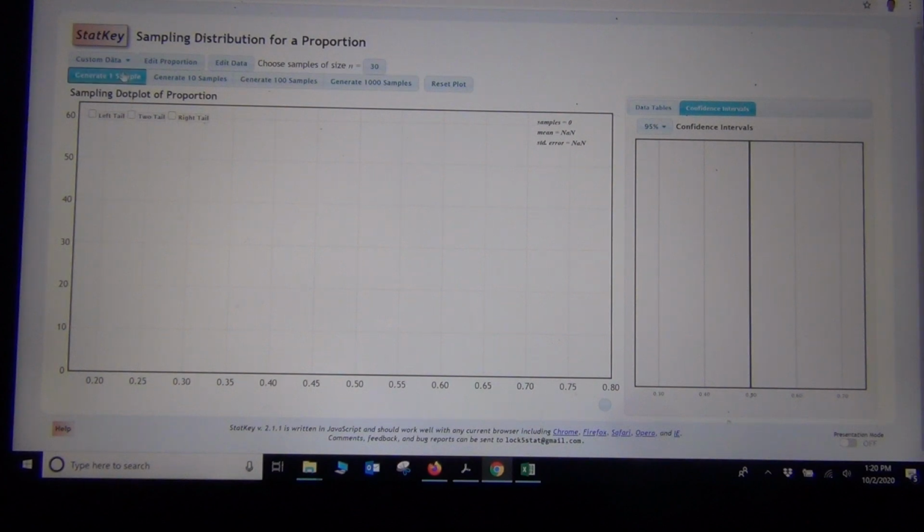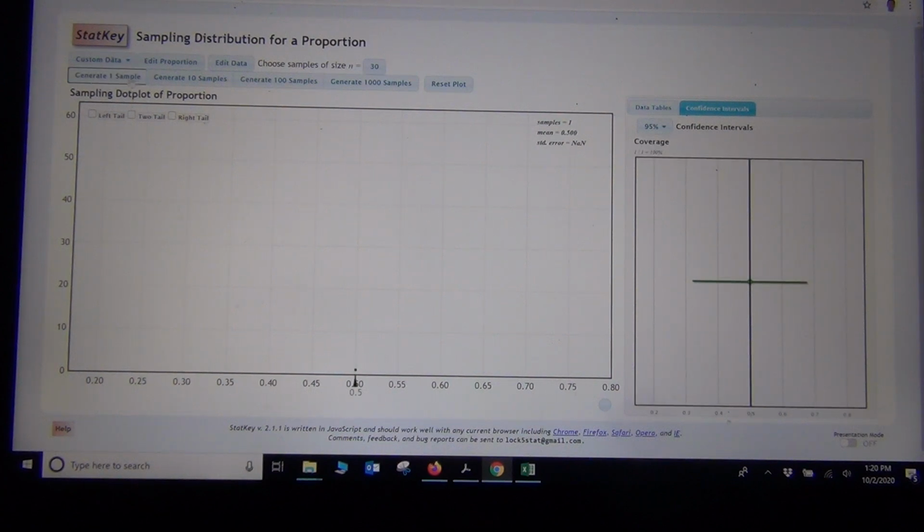If I generate one, here's one, my first one came out to 0.5. Here's another one, my second one came out to, looks like 0.55 or 0.56. And notice again when I put the confidence interval, see how this crosses that dark line. So 0.5 is in between the upper and lower limit of that confidence interval. So we're seeing green, right?